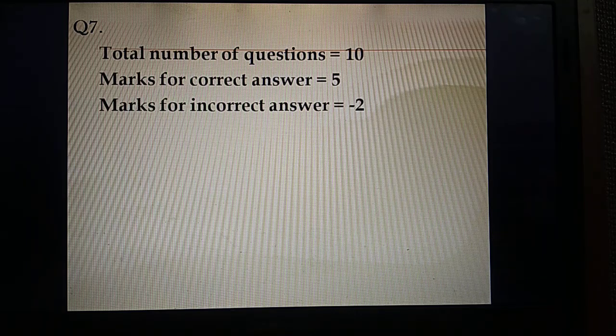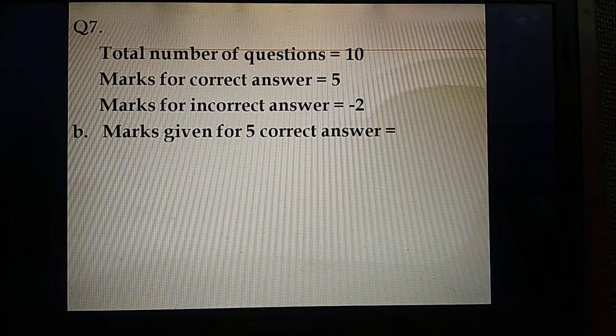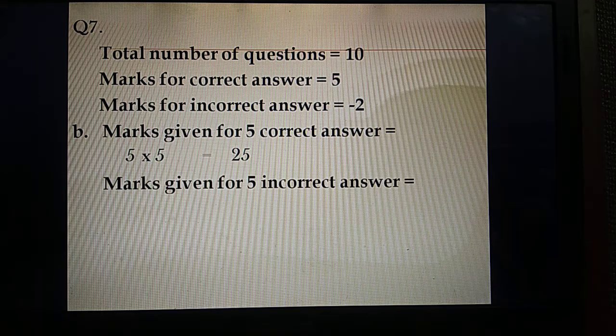Next. In the second condition, again the first 3 lines will remain the same, that is total number of questions, marks for correct answer and marks for incorrect answer. Now in the second condition it's given Reshma gets 5 correct answers and 5 incorrect answers. What is her score? So marks given for 5 correct answers is 5 into 5, that is 25. And marks given for 5 incorrect answers will be 5 into minus 2, that is minus 10.